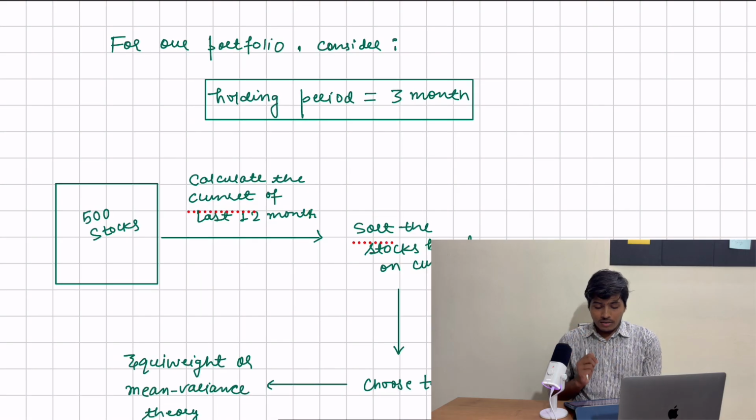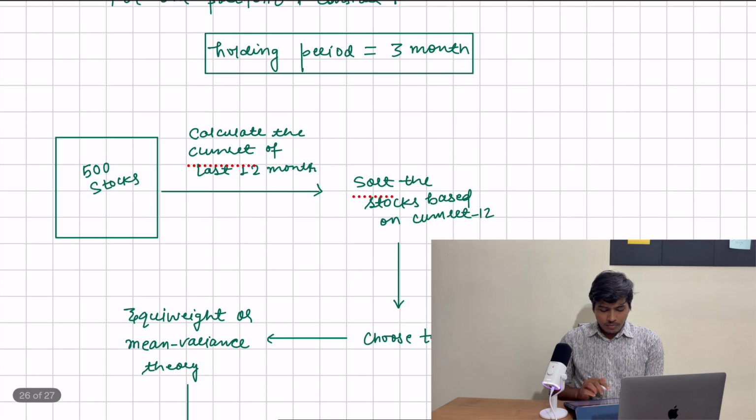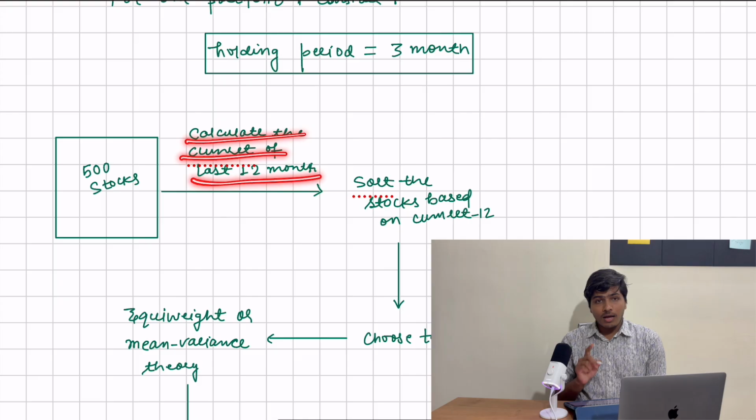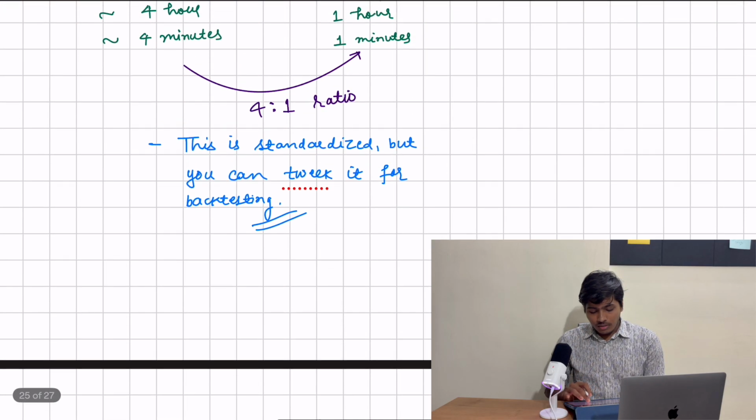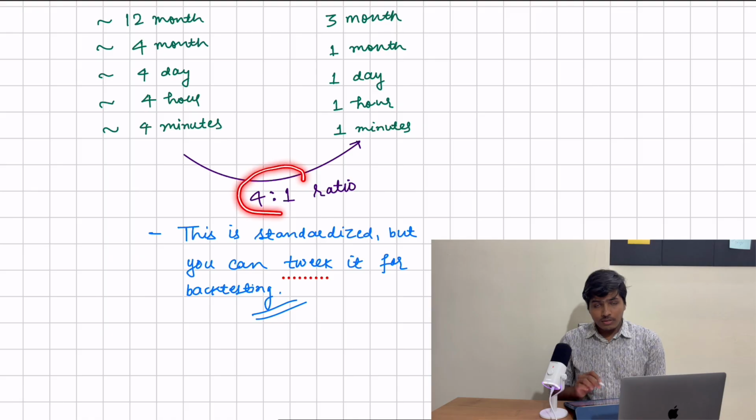Now let's consider that we have a holding period of 3 months, and we have 500 underlying stocks. How can we come up with 10 stocks? We are given 500 stocks. First we will calculate the cumulative return of the last 12 months. Why? Because our holding period is 3 months. As you saw previously, it is in the ratio of 4:1.